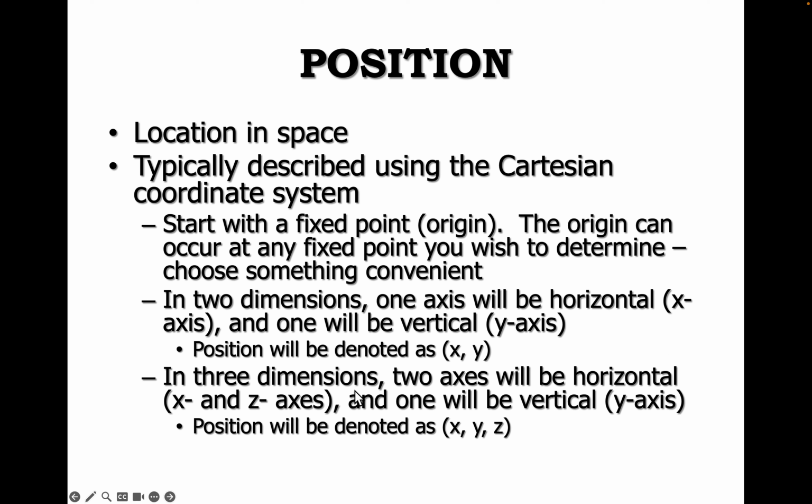In 3 dimensions, we've got 2 horizontal axes. The x-axis, which typically goes left and right, and the z-axis, which goes front and back. And then our vertical axis is considered to be y. So in 3 dimensions, we need to know 3 different aspects of position. We can denote that as 3 different numbers: a left and right number, an up and down number, and a forward and back number.